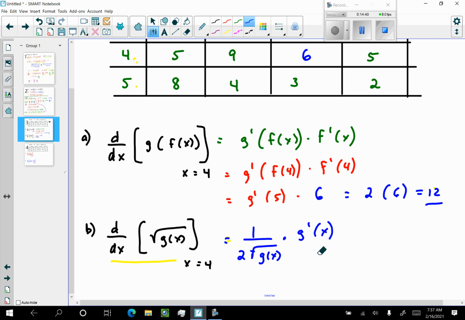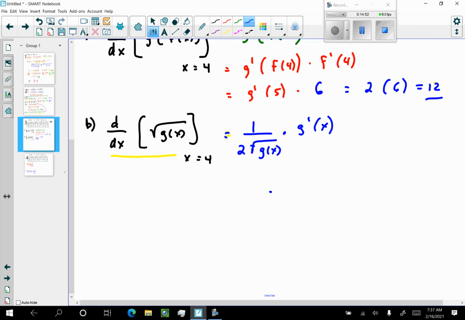So the derivative of the square root of g of x is 1 over 2 square root of g of x times g prime of x. This is a simple chain rule. And if I want to find this derivative at 4, I simply put 4 in wherever I see x. So this is going to be 1 over 2 square root of g of 4 times g prime of 4.